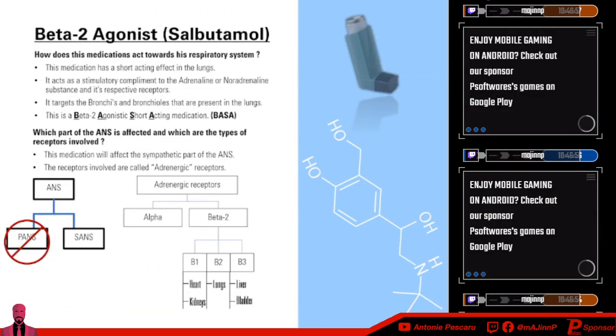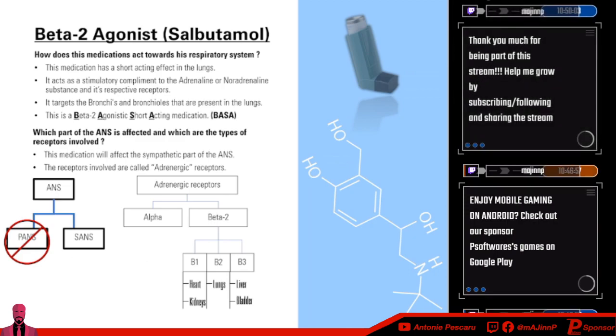Now, moving on to our beta-2 agonistic, which is our salbutamol. If we take again the question back from stage 1, how does this medication act towards our patient's respiratory system? Well, the first point is that this medication has a short-acting effect on the lungs. That's the effect of salbutamol. Or, again, for you Americans out there watching, you have what's called albuterol instead of salbutamol. It's the same exact medication.